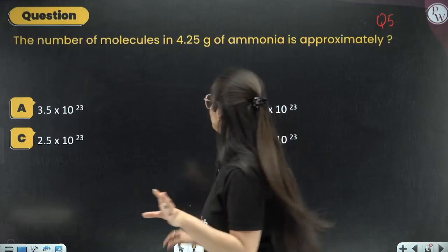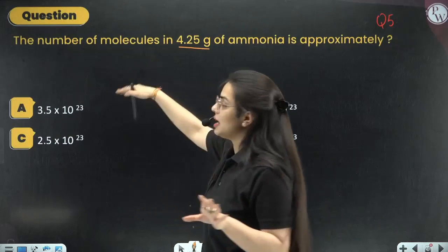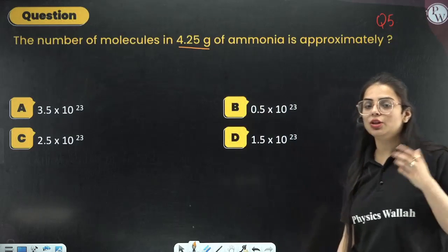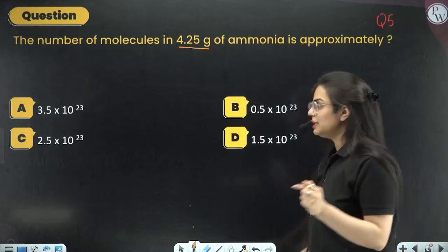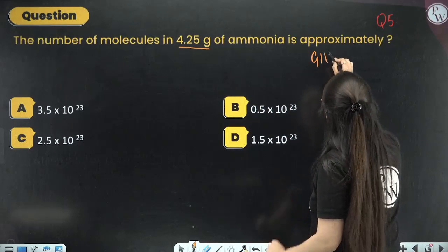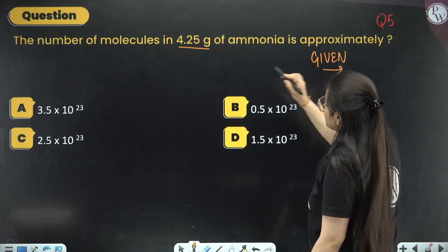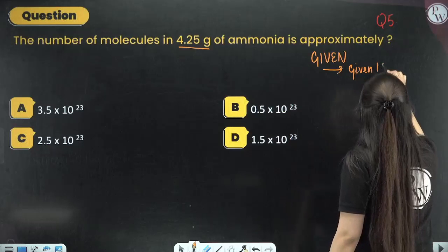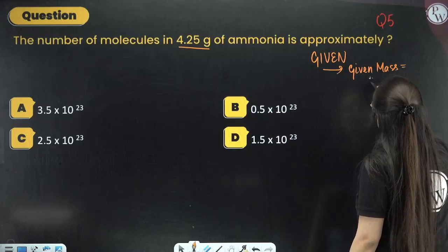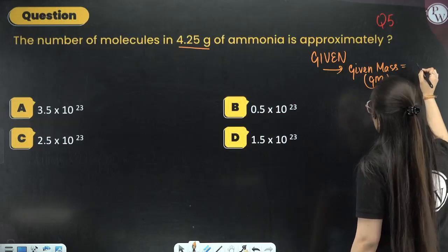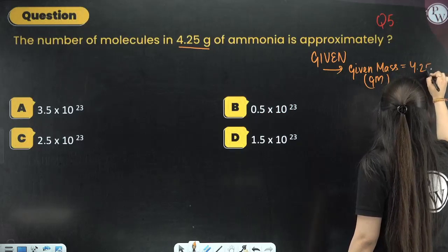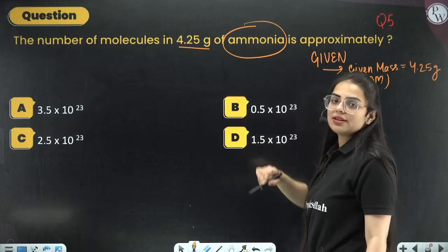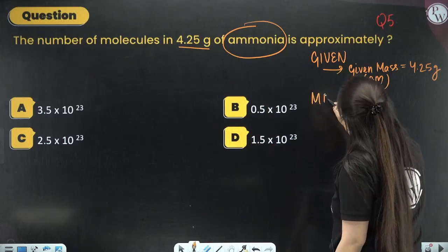Over here they have provided you with the given mass and they are asking for the number of molecules. Now I am giving you 2 minutes to solve the question, then you can match with me. I am writing the given values over here. What is given to us in this particular question? Given mass, which I am representing by GM, is 4.25 grams. Moreover, they have given you ammonia, that is NH3, so you can calculate the molecular mass.